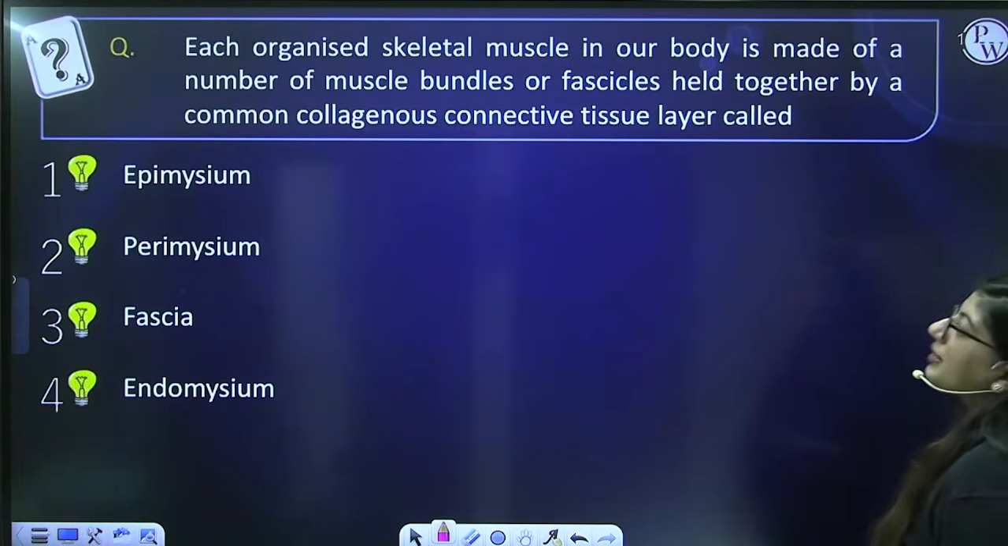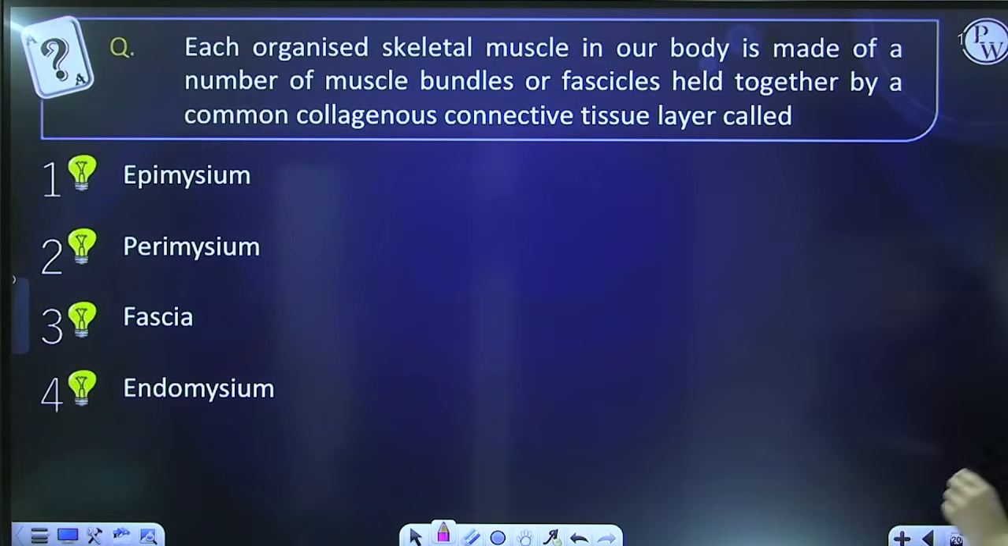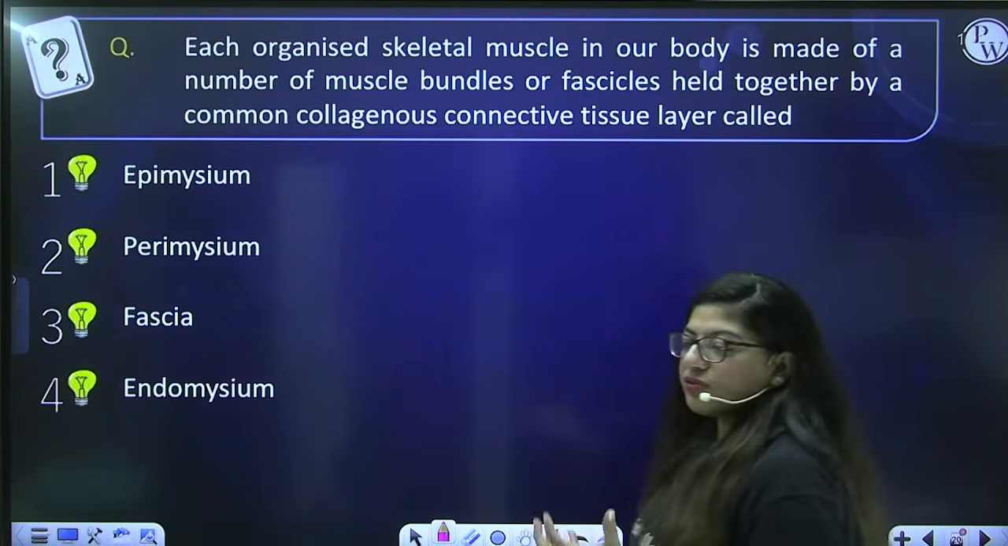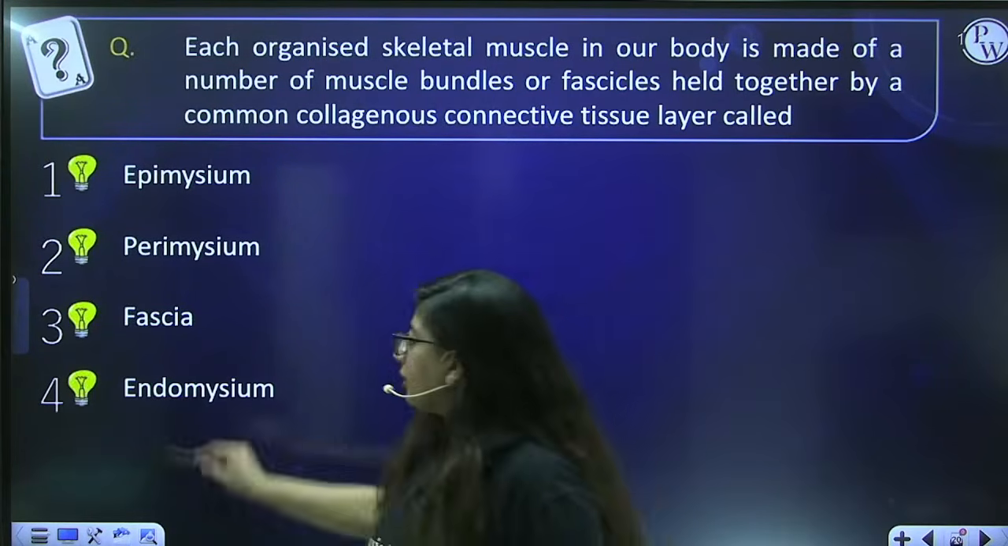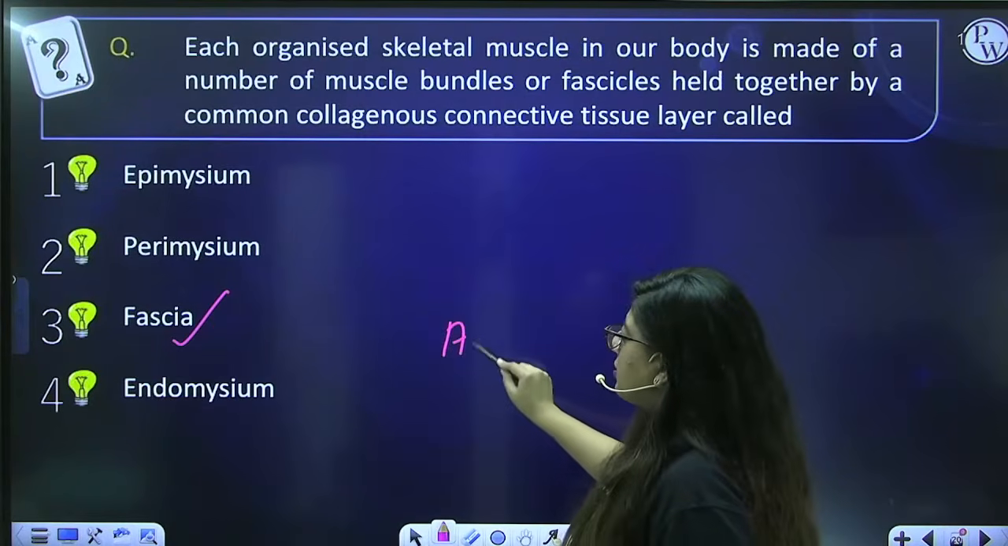Each organized skeletal muscle in our body is made of a number of muscle bundles or fascicle held together by a common collagenous connective tissue layer called. So what is that connective tissue which is holding all the muscle bundles together, guys? That's fascia. So answer is 3.